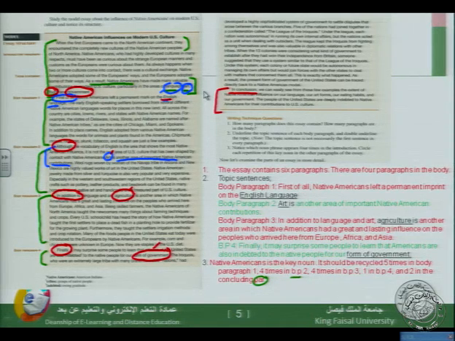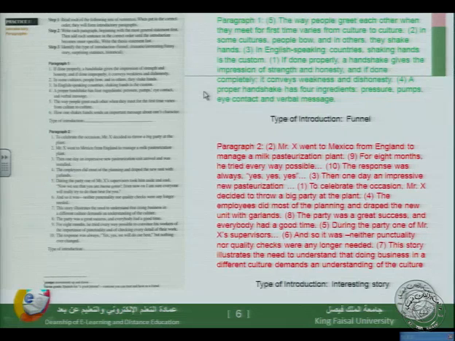So what is the topic of this essay? The topic of this essay is Native Americans. It's about the Native Americans' contribution. How come I know the topic? You need to see the repetitive words, the repeated words through the introductory, body paragraphs, and conclusion. So this is how you find the major topic of it. Okay? Cool. Let's move now.